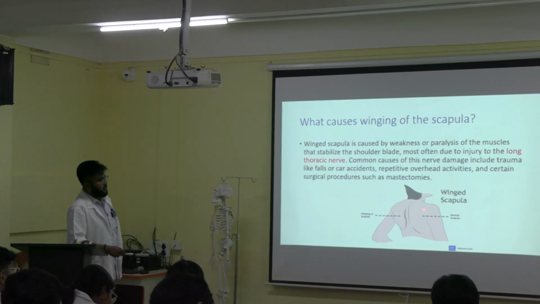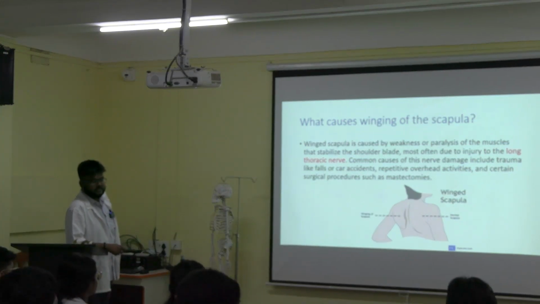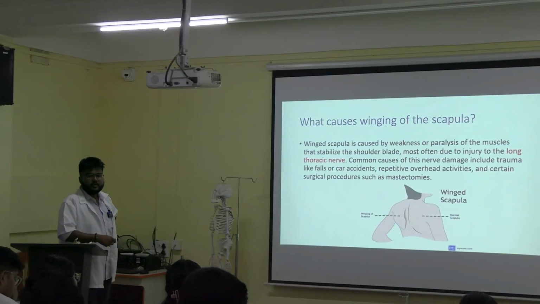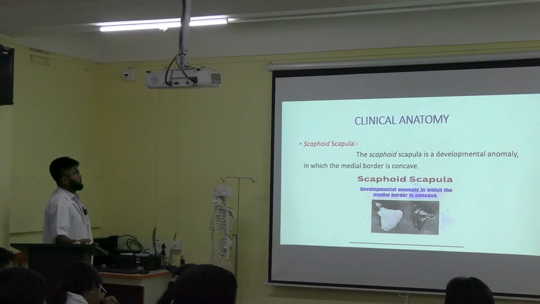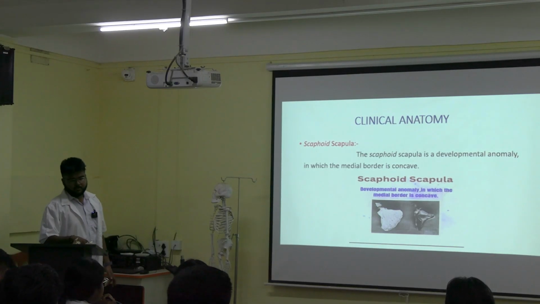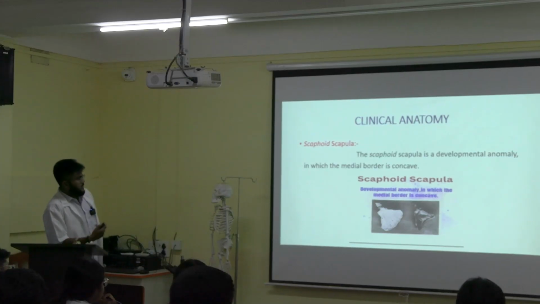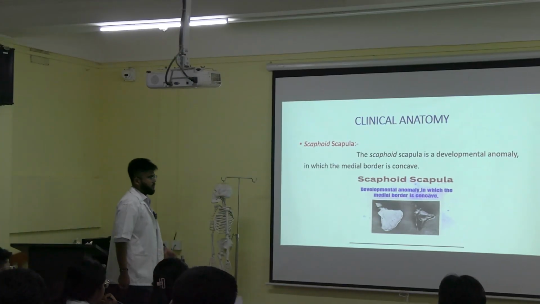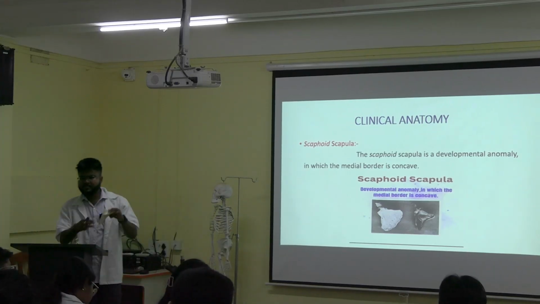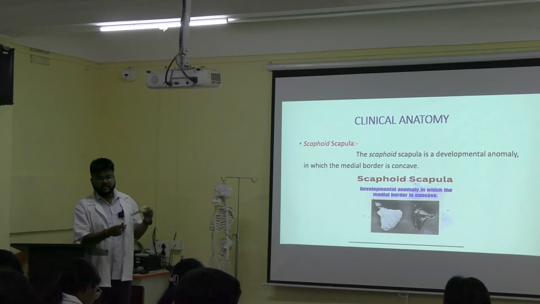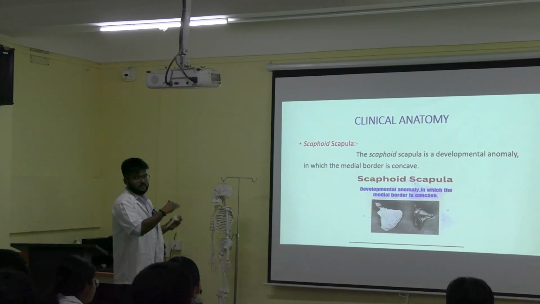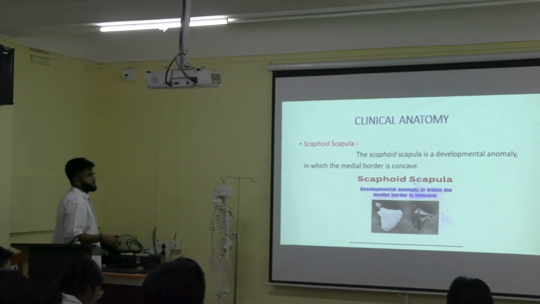This is the normal scapula. You can't see this prominence. But in winging of the scapula, you see the medial part is a wing-like structure. Next one is the scaphoid scapula. This is a congenital or developmental anomaly, because these things happen when the fetus is in intrauterine life. Normally the medial border is straight, not concave, but in scaphoid scapula the medial border is curved, concave.